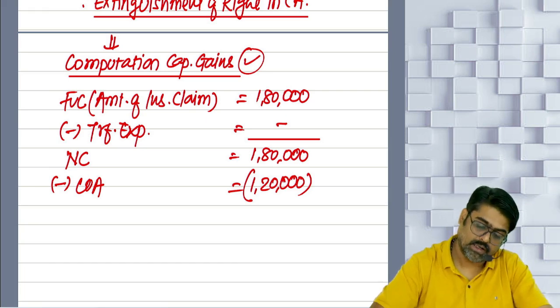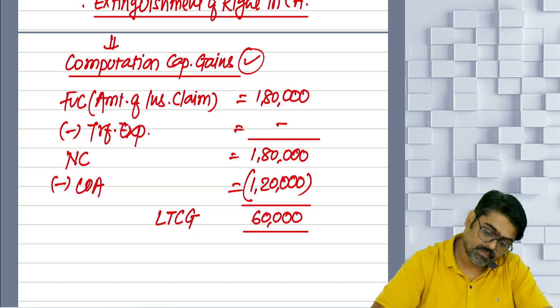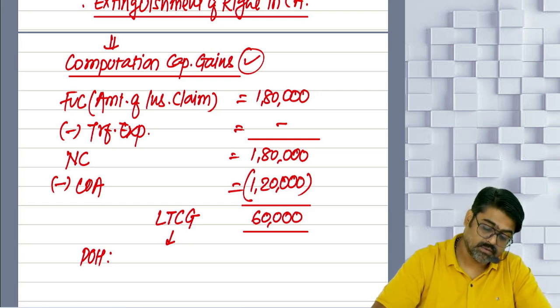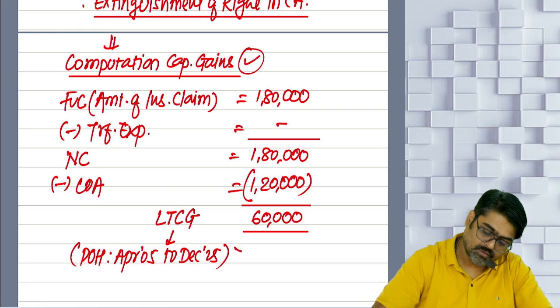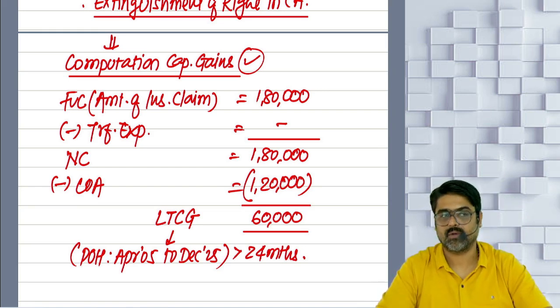Understanding? So tell me, how much will be the gain? 80,000. And that gain will be long-term capital gain. Okay. Why long-term capital gain? Because the period of holding of jewelry starts from the date of acquisition, April 2005 to December 2025, which is more than how many months? 24 months. Therefore, the asset is a long-term asset and the resulting gain will be long-term gain.